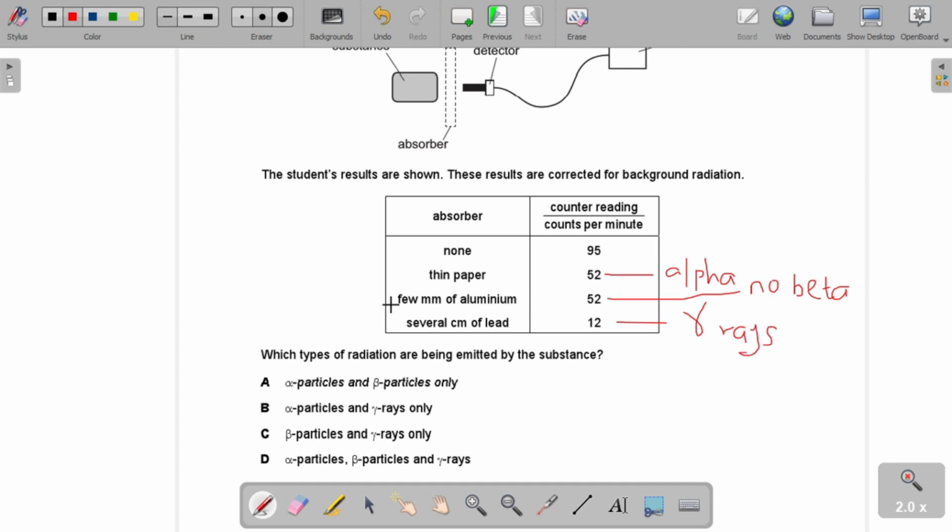No effect with aluminium means that there is no beta. There's an effect with thin paper, that means alpha. There's an effect with lead, that means gamma. So that means we only have alpha particles and gamma rays.